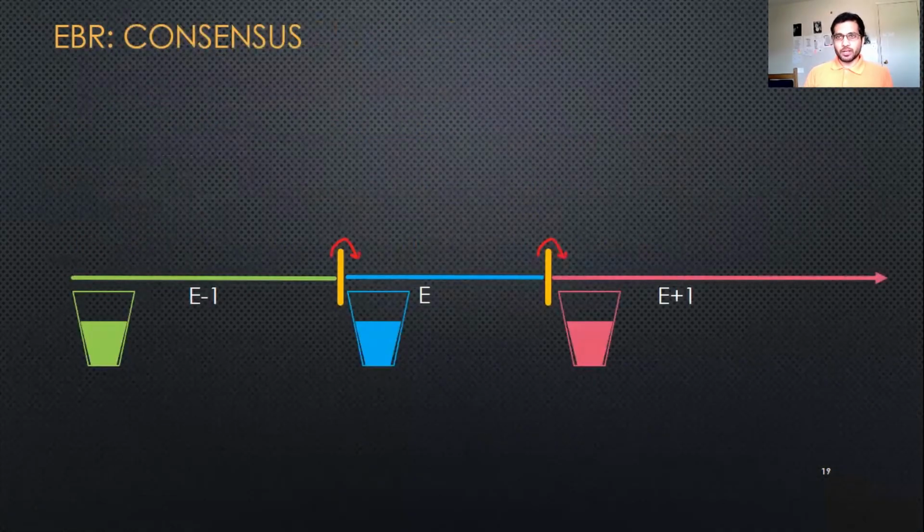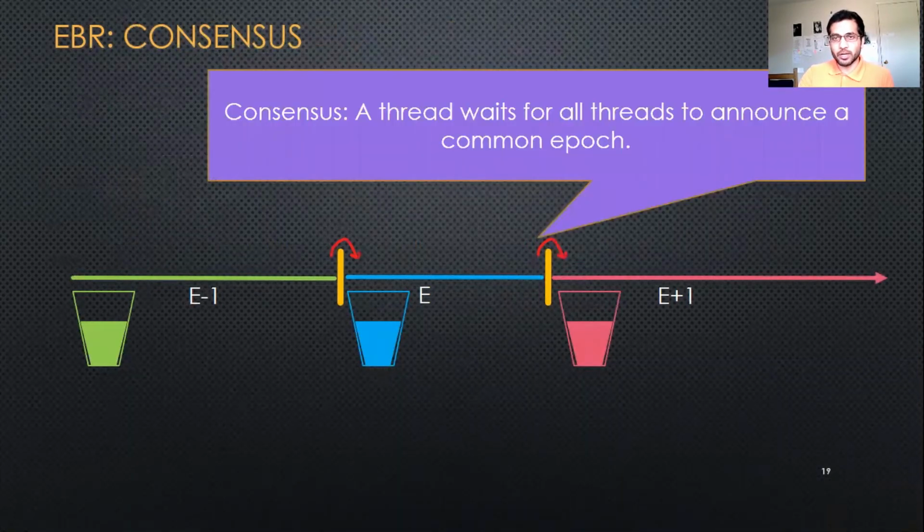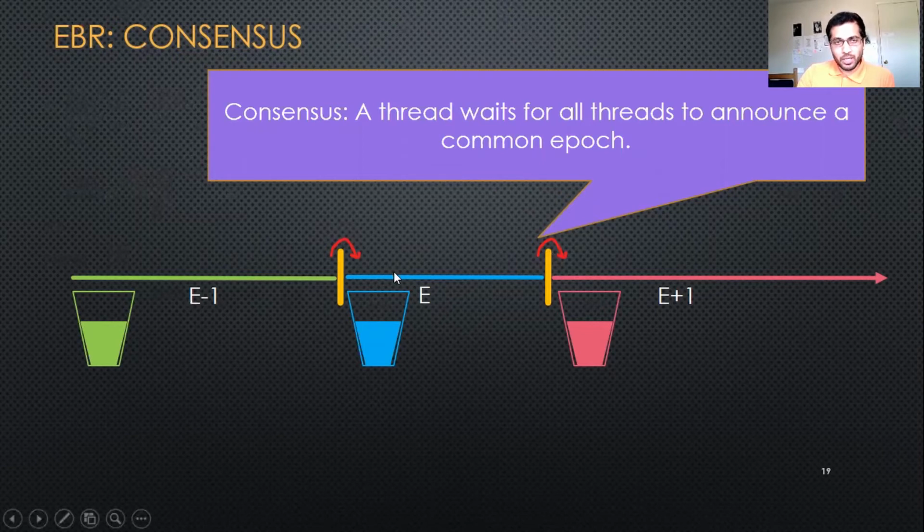So let's see how the consensus is arrived at in an epoch-based reclamation algorithm. Every thread periodically tries to advance an epoch, and it could only advance the epoch if all the threads have arrived at a common epoch. So for example, if a thread is trying to increment to epoch E+1, it has to wait for all the other threads to announce the epoch E. That means all the threads need to be executing in epoch E so that some thread could advance to epoch E+1.